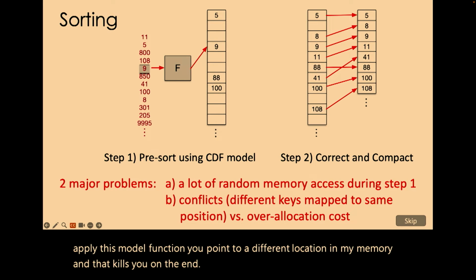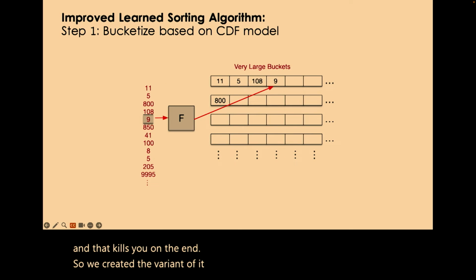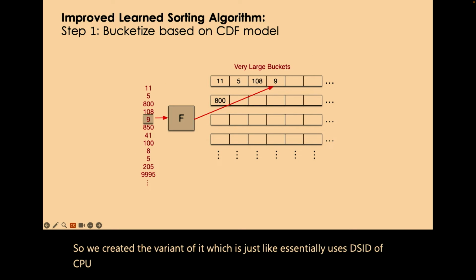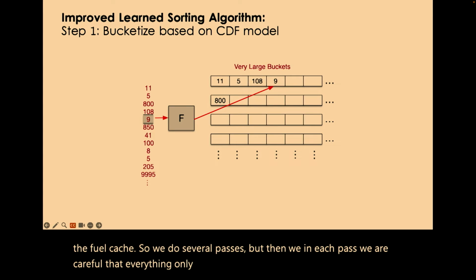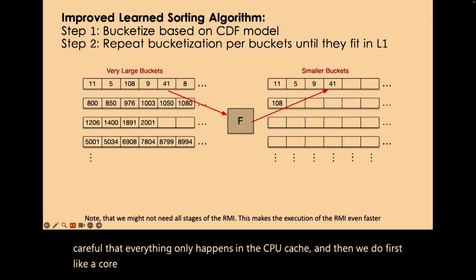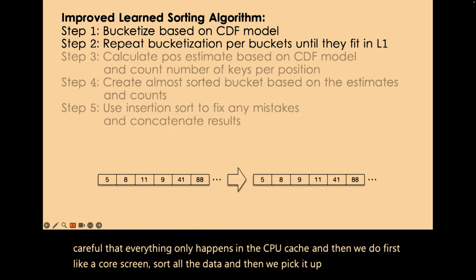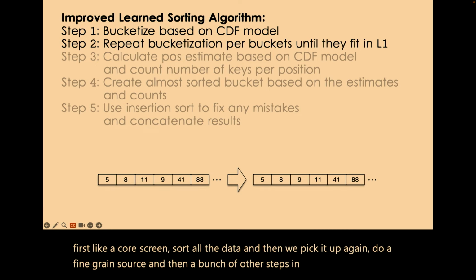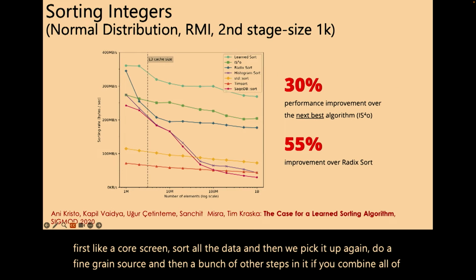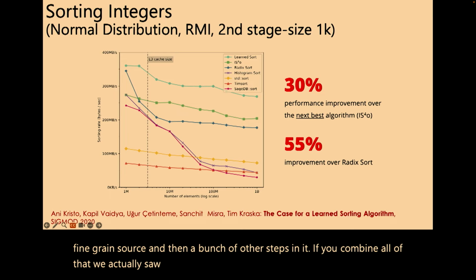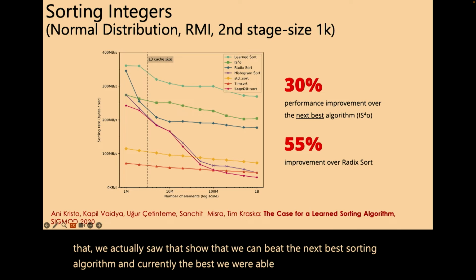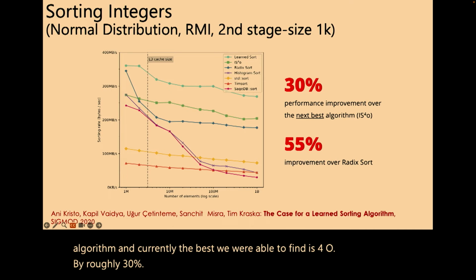So we created a variant of it which essentially uses this idea of the CPU cache. We do several passes, but in each pass we are careful that everything only happens in the CPU cache. We first do a coarse-grain sort over the data, then pick it up again, do a fine-grain sort, and then a bunch of other steps. If you combine all of that, we actually show that we can beat the next best sorting algorithm, and currently the best we were able to find is IS4o, by roughly 30% in sorting throughput, which is pretty nice for in-memory sorting.